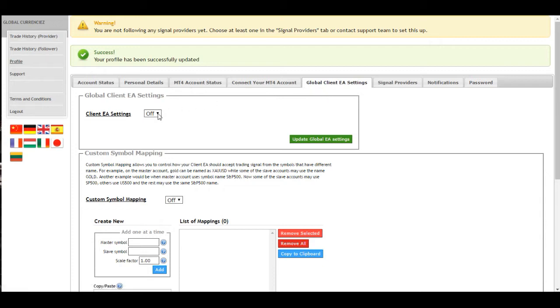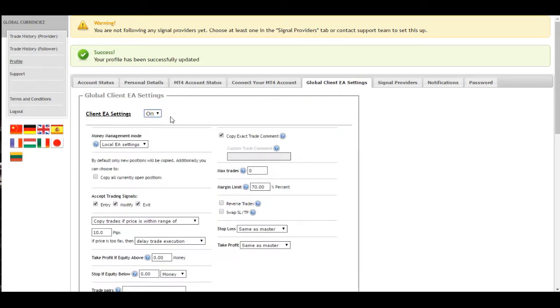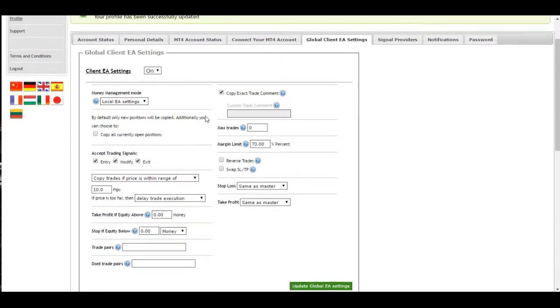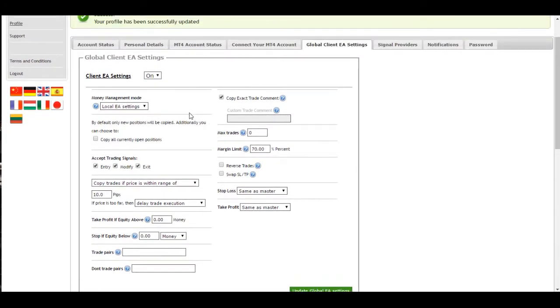Settings. Now, you want to have your EA settings on, okay? And this right here is the biggest, this is where a lot of the questions come in, because the system is designed to not have limits. All right, there are some limits, unfortunately, right now, but compared to everything else that's out there, what we got here is gold. All right, so we have our money management mode.